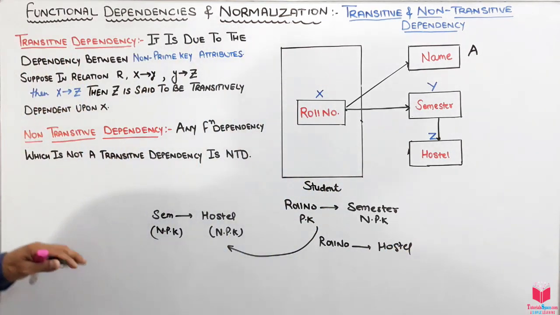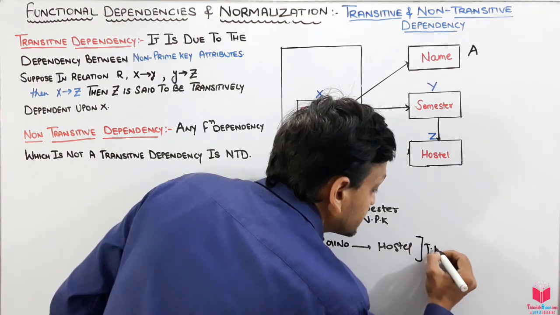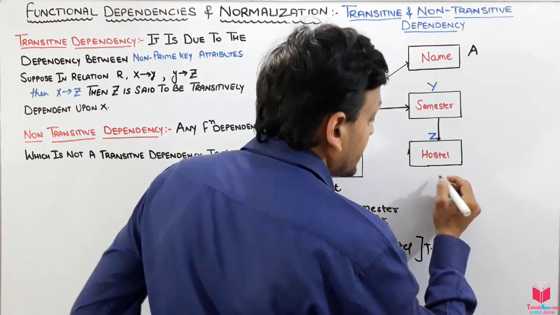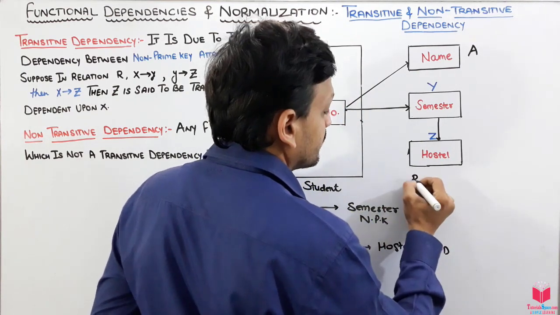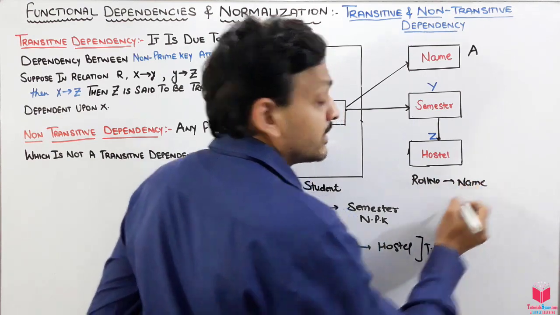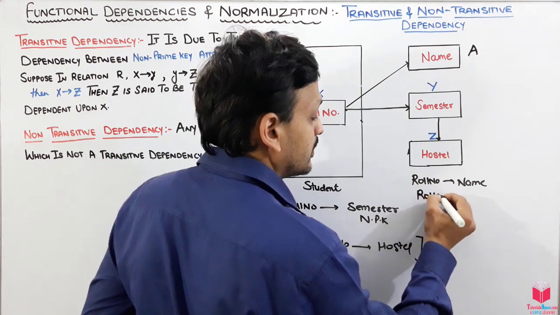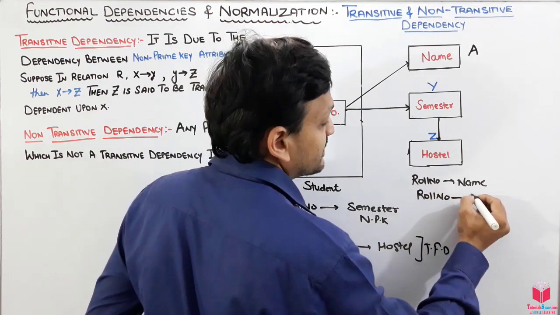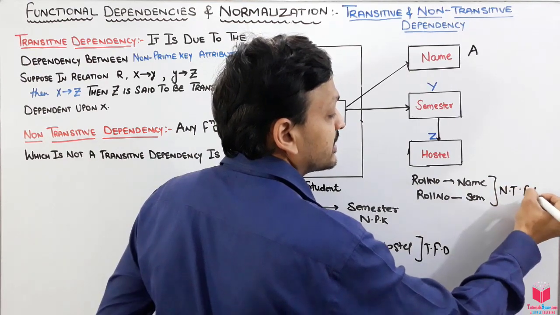Okay guys, so this is all about transitive dependency and non-transitive dependency. So this is transitive dependency, transitive functional dependency. And from roll number to name, this is non-transitive dependency. From roll number to semester, this is non-transitive functional dependency.